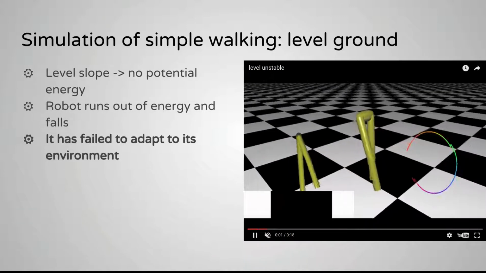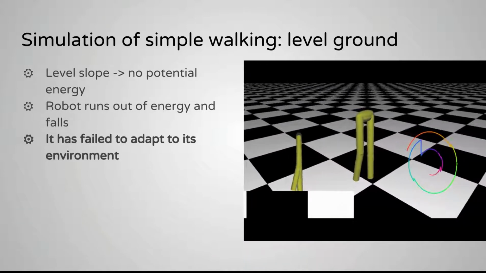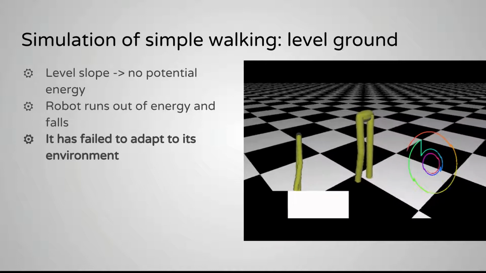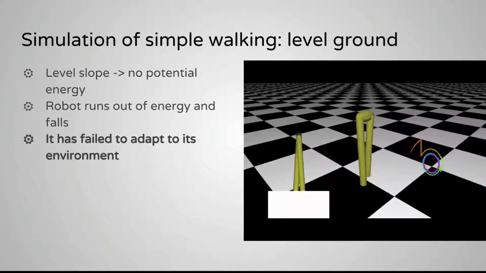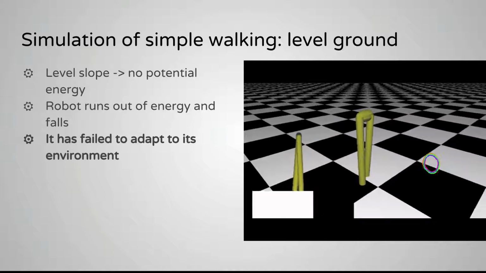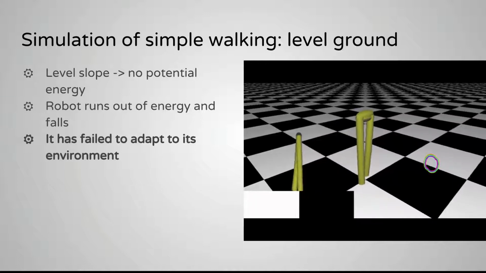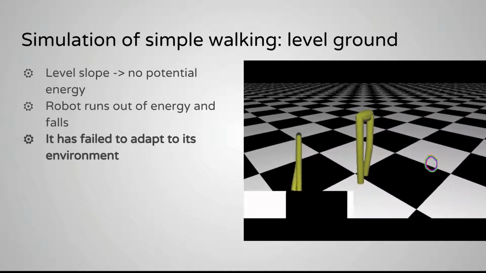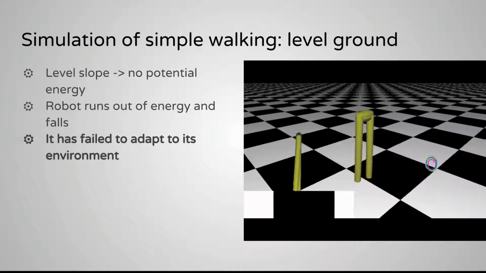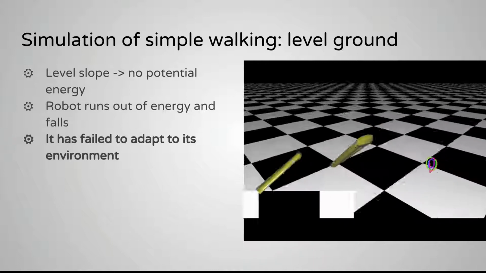But if we change the slope so that it's on level ground, of course, if there's no actuation, there's no potential energy, and ultimately our little robot will fall because it will run out of energy. So what's happened here is our robot has failed to adapt to its environment, and it's going to fall over there.